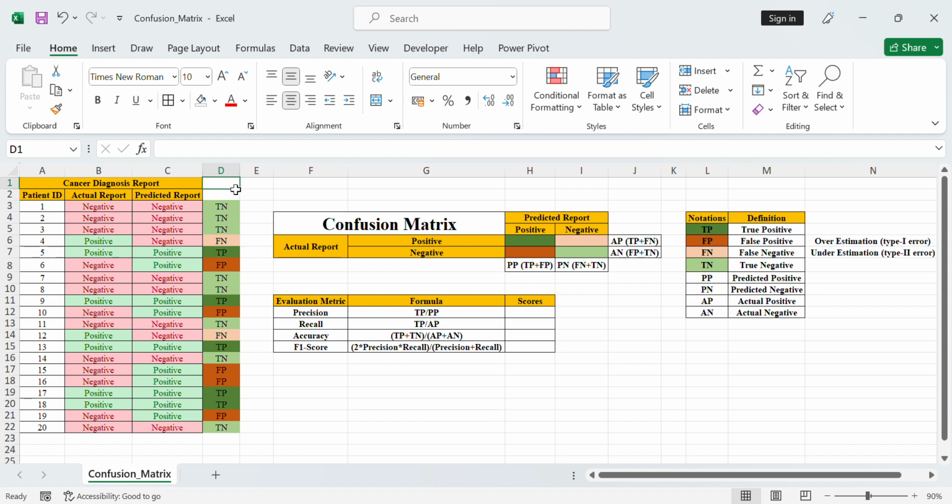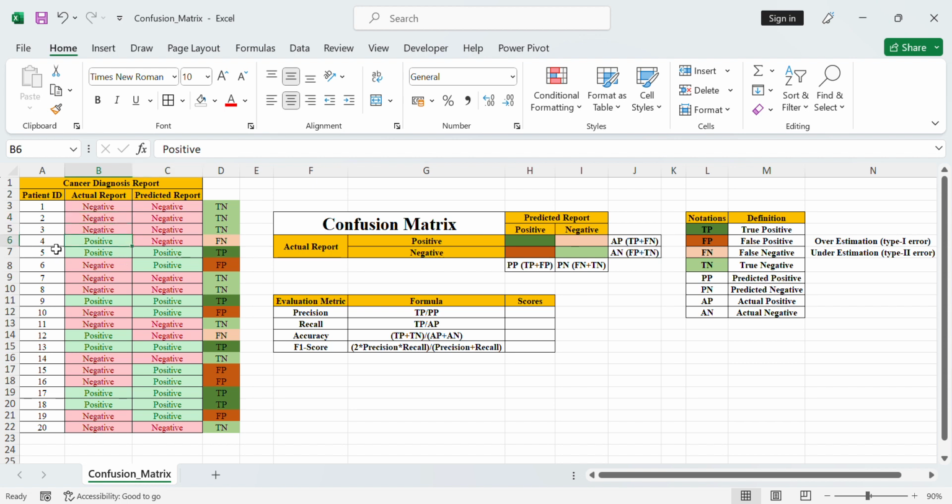Right? So for your better understanding, I have taken a cancer diagnosis report data set of 20 patients. As you can see in the data set here, there are 3 columns. The first one is patient ID, 1, 2, 3, 4 up to 20. The second column is the actual report, that is the cancer report given by the concerned doctor. And the third column is the predicted report, the machine generated report. Those reports have only 2 categorical values, positive and negative.